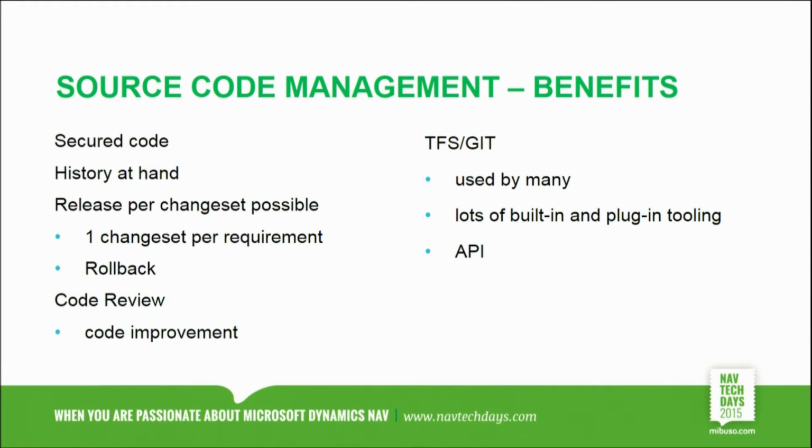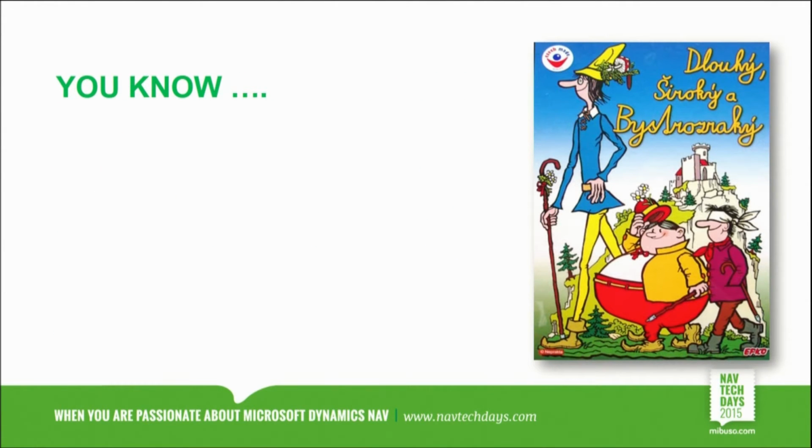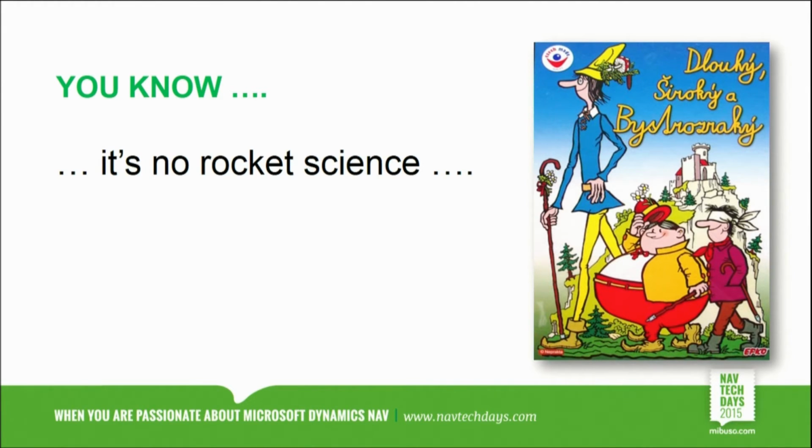I already mentioned TFS and Git, and Kamil is using Git. Both are used by many, so if you build your system yourself, of course, you're free to do that, but you maintain it. With TFS and Git, you can profit from experience and new requirements brought in by many others. And there is a lot of tooling around it also available. Both systems have APIs, so what you want to automate and which is not available as standard, you can do yourself.